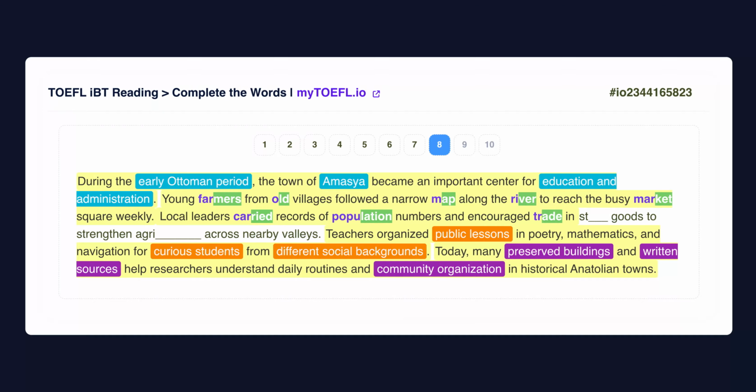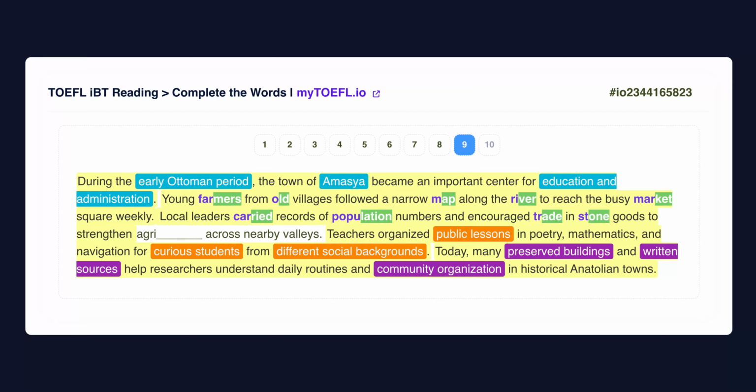Let's identify the specific type of goods being discussed. Think about materials used in historical commerce. Local leaders carried records of population numbers and encouraged trade in st-blank goods to strengthen. The word starts with S and T and has three blanks remaining. We need an adjective to describe the goods. Looking at the given parts and the historical context of regional trade, the word is stone. Trading in these durable goods was a significant part of the local economy and helped the region develop.